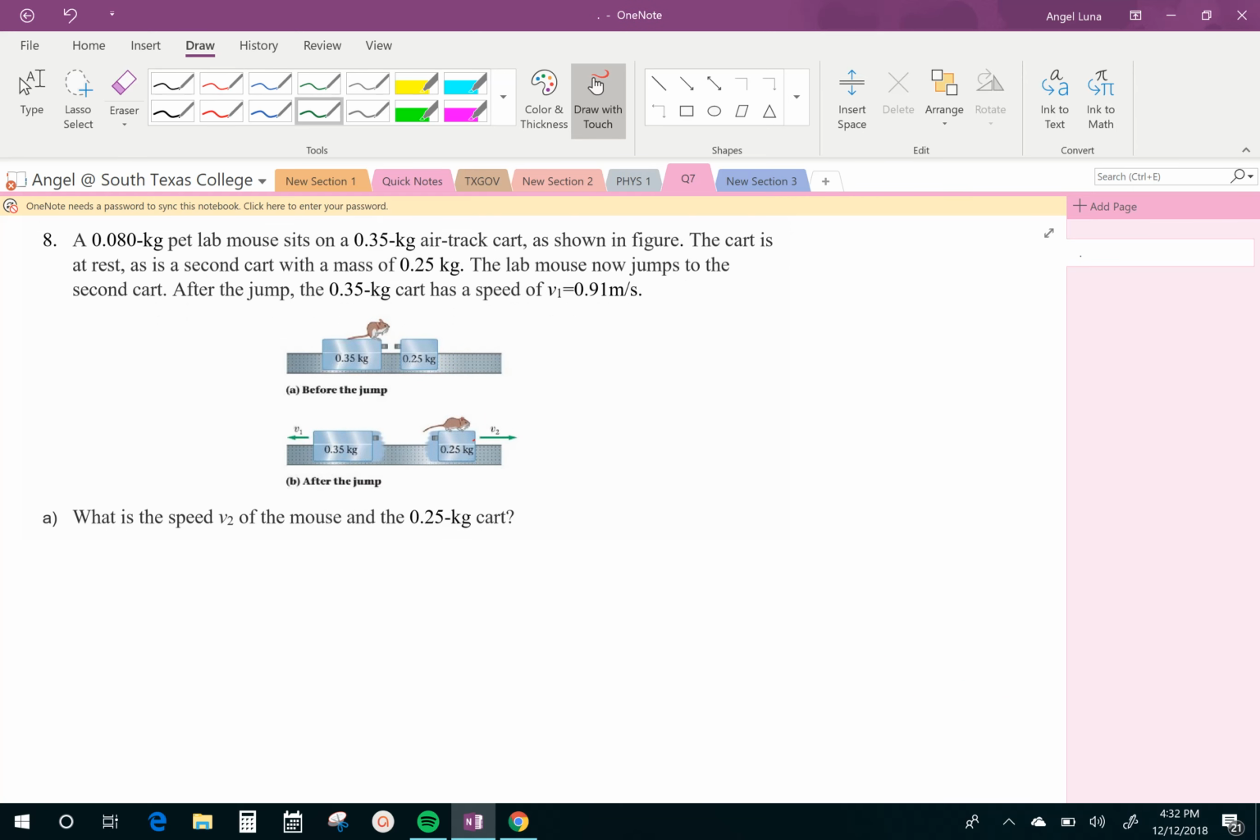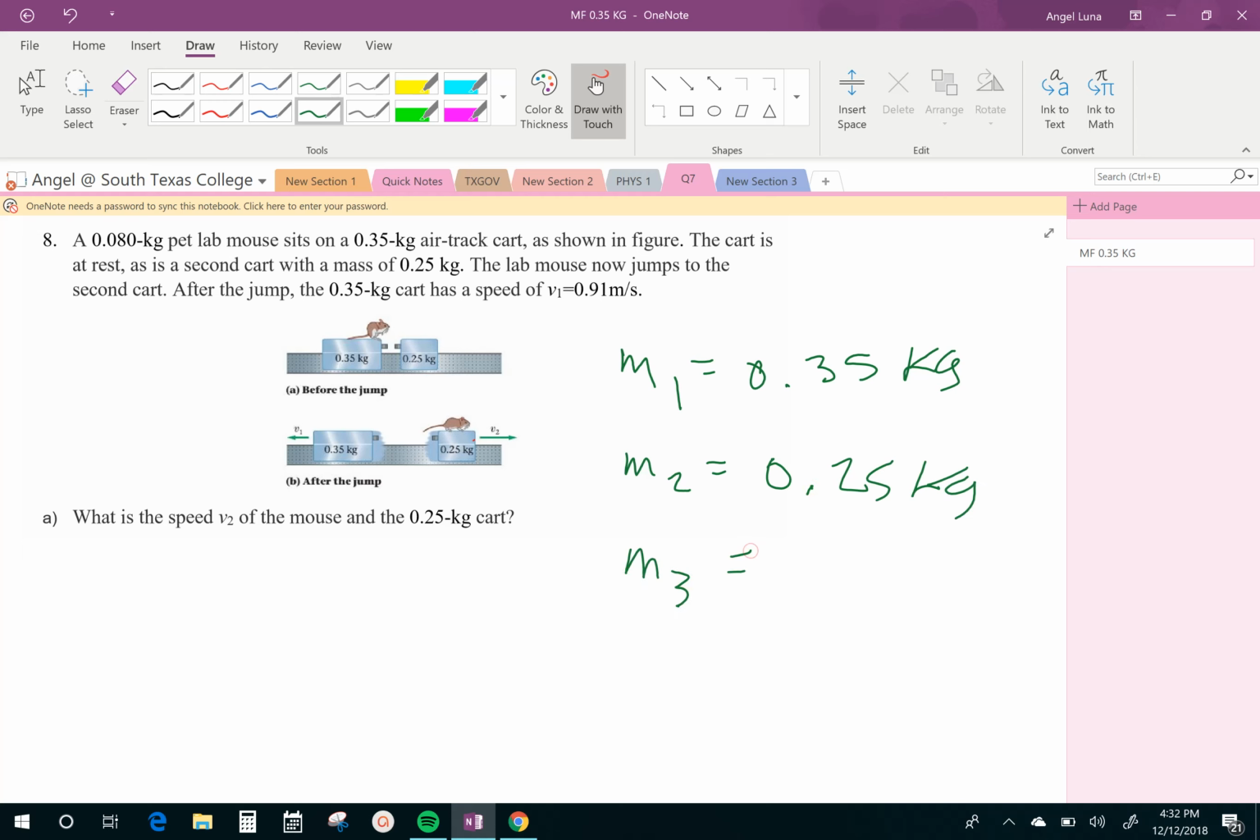So let's set up our variables here. We're going to have m1 equal to the initial cart. m2 is going to be the secondary cart. m3 is going to be the mouse, which is 0.08 kilograms. v1 is going to be 0.91 meters per second. And v2 is what we're going to find.